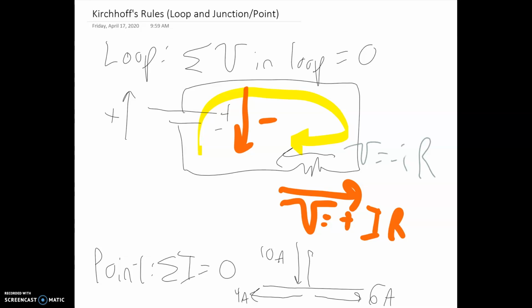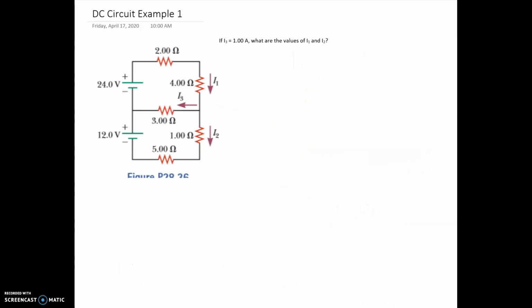So we're going to look at two specific types of circuits. Here we have two batteries, a 24 volt and a 12 volt battery. And we have 5 resistors: a 2, a 4, a 3, a 1, and a 5. And they tell us that this current here is 1 amp. And they ask us what are the values of I1 and I2.